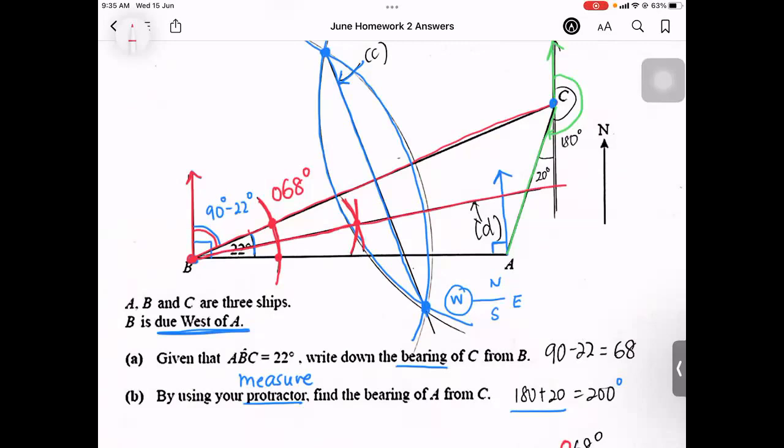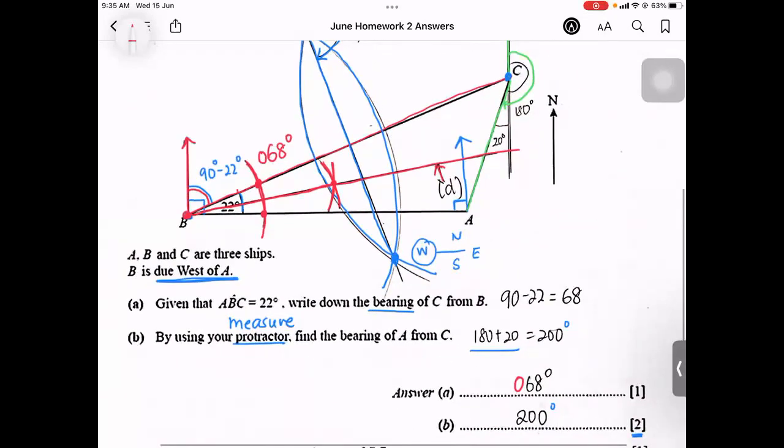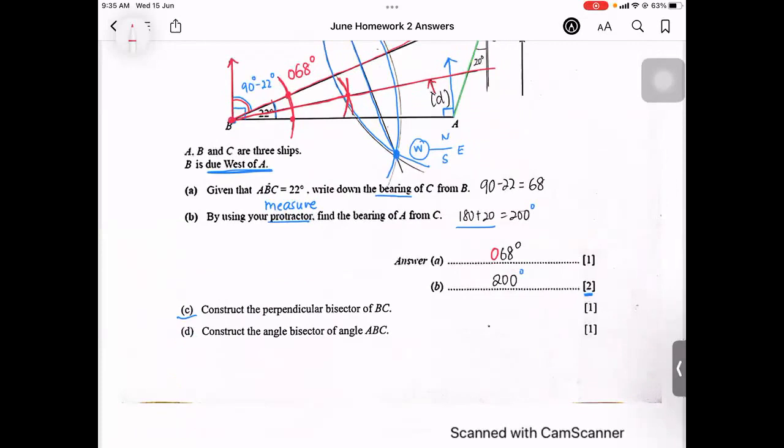So this one will be the answer for D. Please label your answer. This one is the angle bisector. Luckily, don't know why they never ask for the point of intersection, but should be okay, right? So this one, 1 mark each.